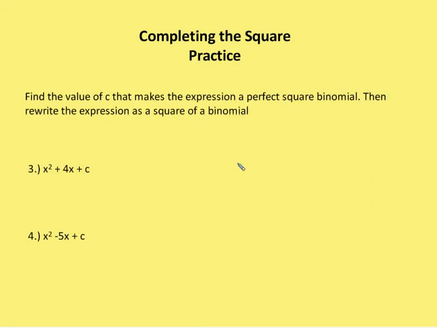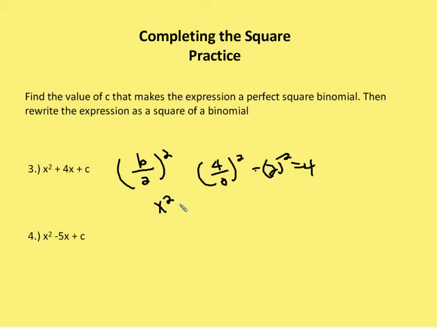Okay, next set of questions. I'm going to find the value of c that makes the expression a perfect square binomial. Then rewrite the expression as a square of a binomial. Right, well, now I just recall that in order to find the c value, it's just b over 2 squared. So I take my b value, divide it by 2. So it's 4 over 2 squared, which is equal to 2 squared, which is equal to 4. So my c value is going to be 4. My perfect square trinomial, x squared plus 4x plus 4, as a squared binomial is going to be x plus 2 squared.